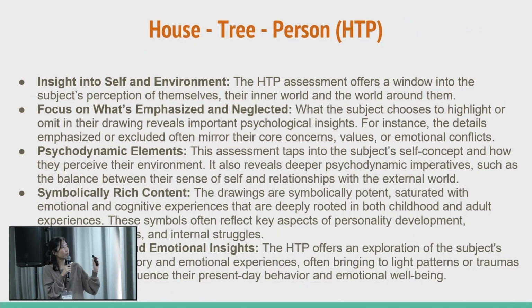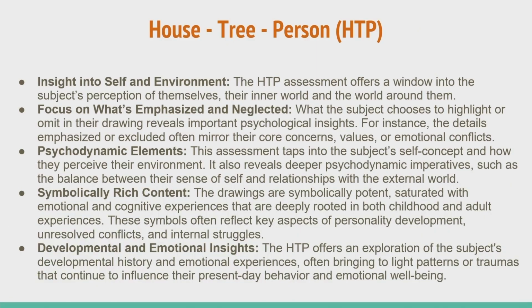So the house-tree-person aspect offers a window to the subject's perception of themselves, their inner world, and then the world around them. And when we ask a client to draw, we also look at what the person emphasized, like the necklace as well. That will be an indication of their core concern, value, or emotional conflict.